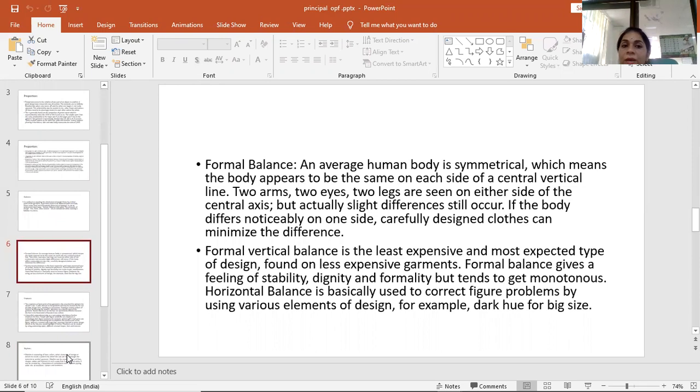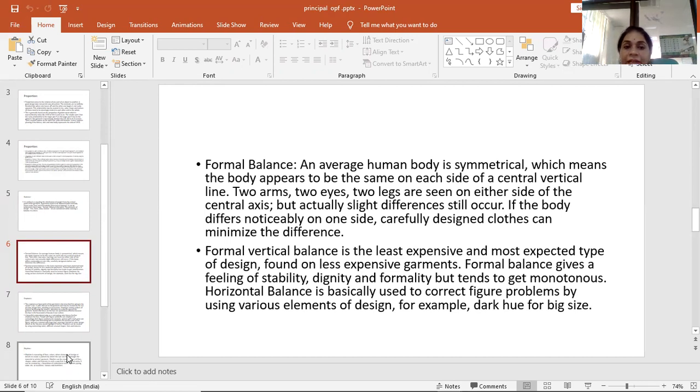There are 2 types of balance. First is formal balance. An average human body is symmetrical, which means the body appears to be the same on each side of a central vertical line. Two arms, two eyes, two legs are seen on either side of the central axis. But actually, slight differences still occur. If the body differs noticeably on one side, carefully designed clothes can minimize the difference.